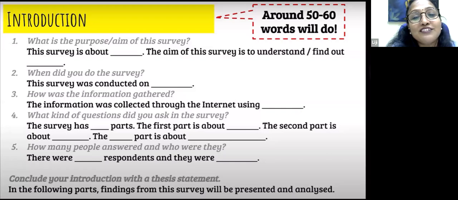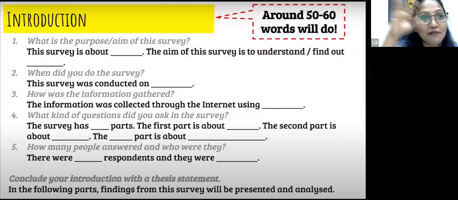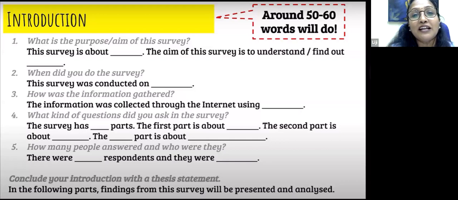What kind of questions did you ask during the survey? The survey has these many parts, like A, B, C, D. The first part is about so and so. The second part is about general information. The third part is about collecting, you can say, women entrepreneurs. The fourth part is about collecting the other area, say, about microfinance and so on.